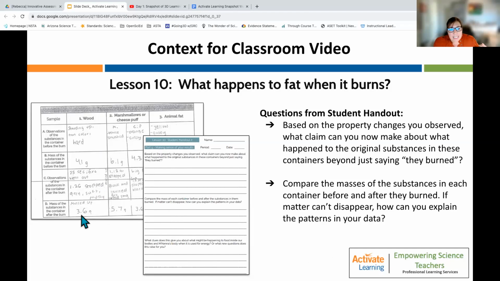So the students, as they were burning some things in class, they were collecting data and thinking about what that data means, right? So they're making sense of the data results. And so here are 2 questions from the student handout, and I'm just going to invite you to read them because you don't need me to read them. You can read them.